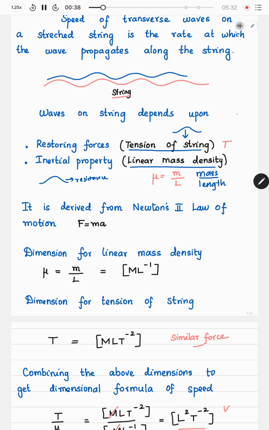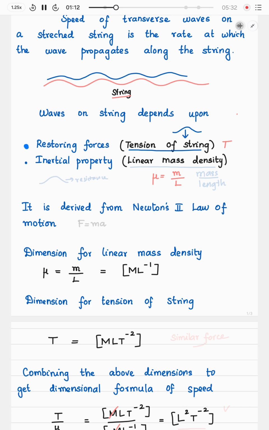First one is restoring force. The restoring force is the force that brings the displaced portion of the string back towards the equilibrium position. So if you are considering this as a string, this restoring force will arise due to the tension of the string.